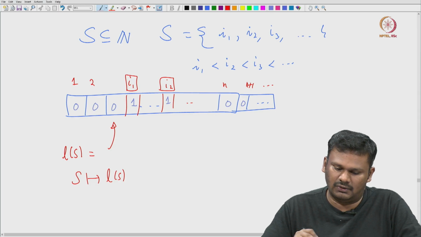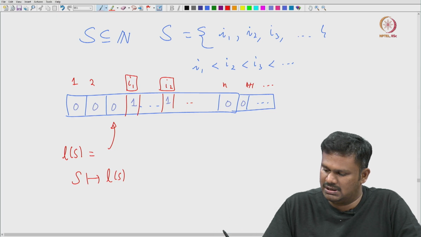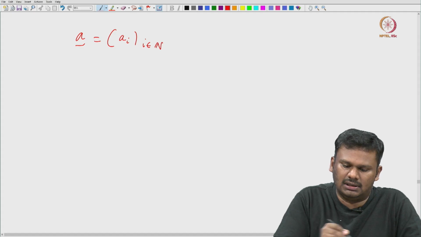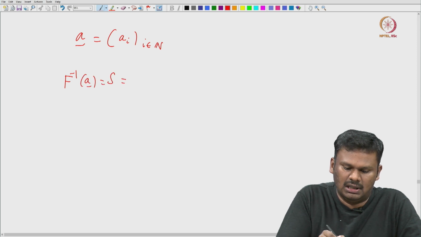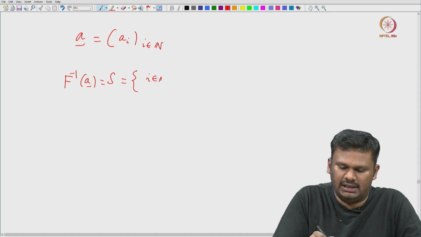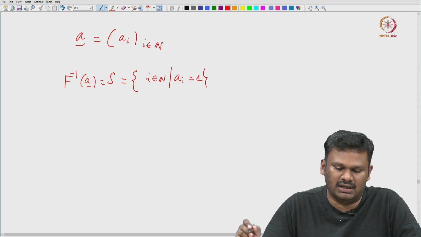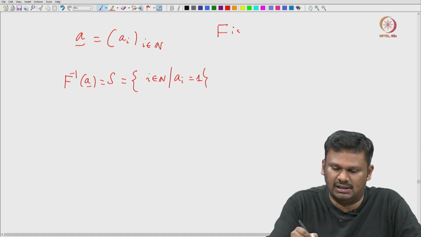So, indeed it is easy to define what will be the inverse map. The inverse map is defined as follows. Suppose I start with A bar, which is the tuple A_i, i in n. What will be F inverse of A bar, which is a subset capital S, defined to be: you collect those i in n such that A_i is exactly 1. So, this is my inverse map. Since I have given the inverse map very explicitly, using this one can check that F is indeed a bijection.